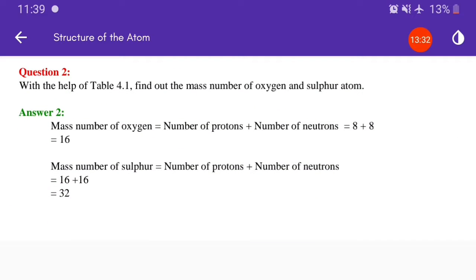Now here, with the help of the table, we are supposed to find out the mass number of oxygen and sulfur atoms. So the mass number of oxygen: the mass number can be defined as the number of protons plus the number of neutrons. So 8 plus 8 means 16. So the mass number of oxygen is 16. Then the mass number of sulfur, number of protons plus number of neutrons, that is 16 plus 16. Sulfur atomic number is 16. So the mass number is double, so it is 32.